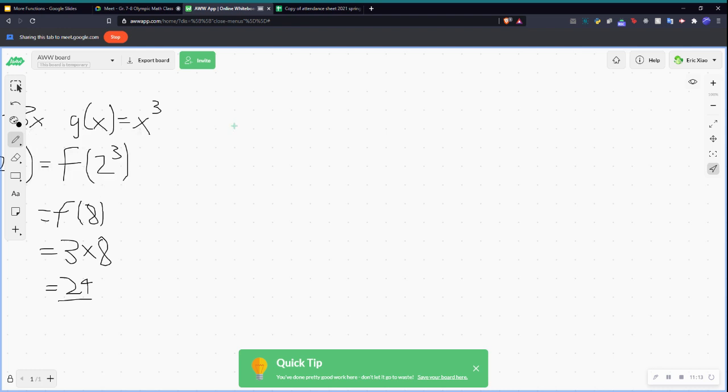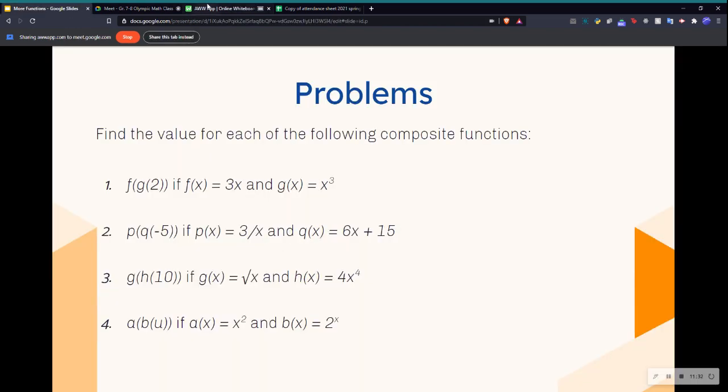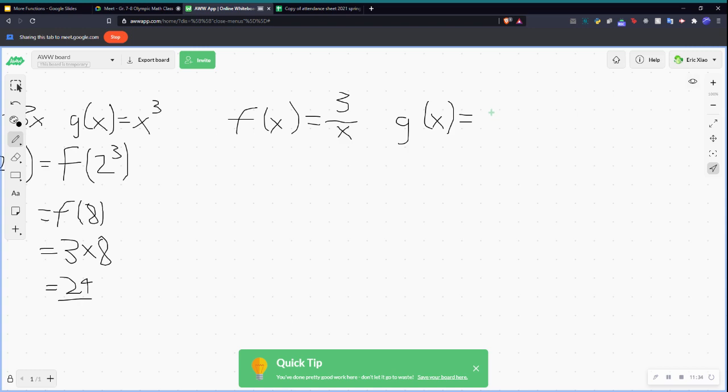Perfect. Okay. So f of x was a fraction. This is 3 over x. It's called a reciprocal function. And for g of x, I'll just use f and g as the function names, so why not? Usually people just use f and g as function names.